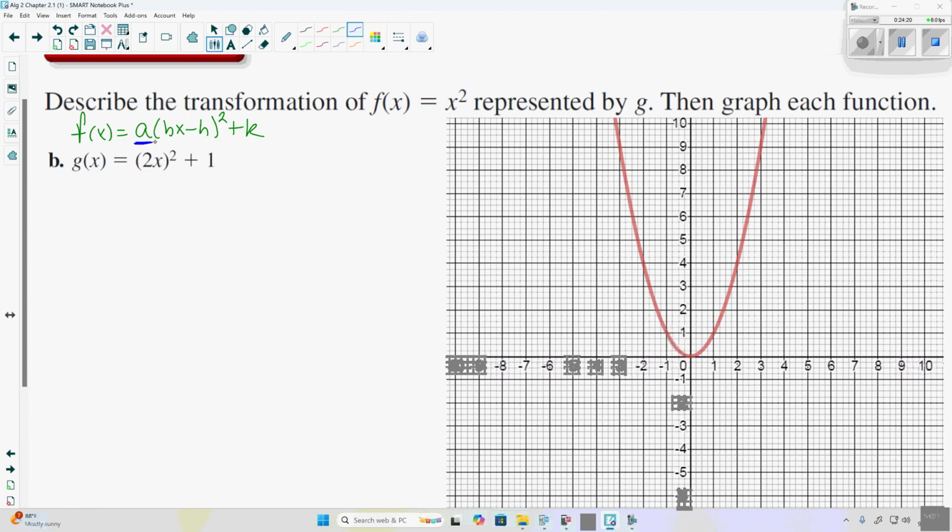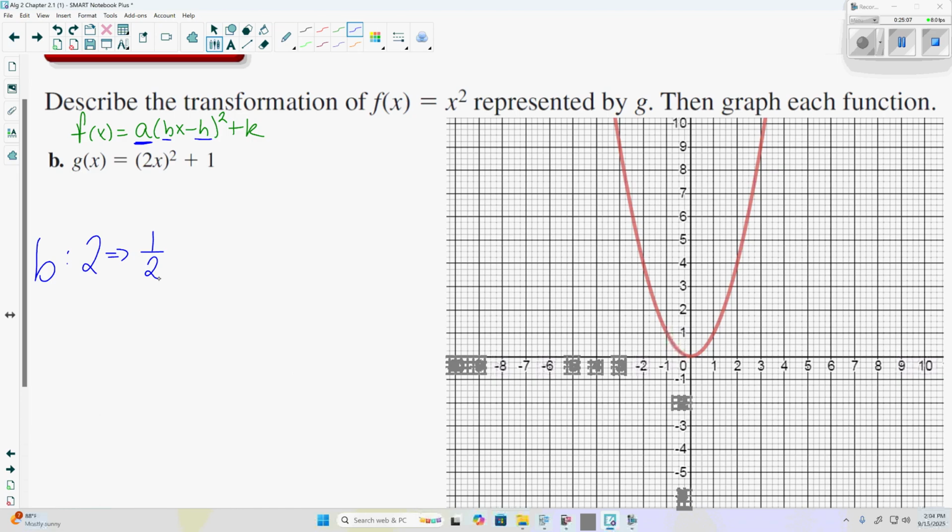Looking at this one here, do we have a value in place of a? No. So there is no horizontal or vertical stretch or shrink. There is no reflection across the x-axis. Is there a value in place of h? No, which means that it's not going to move to the left or to the right, because we would need a value for h to move left or right. Is there a value in place of b? Yes. And it is 2, yes? That 2 tells us that there is a horizontal stretch or shrink.